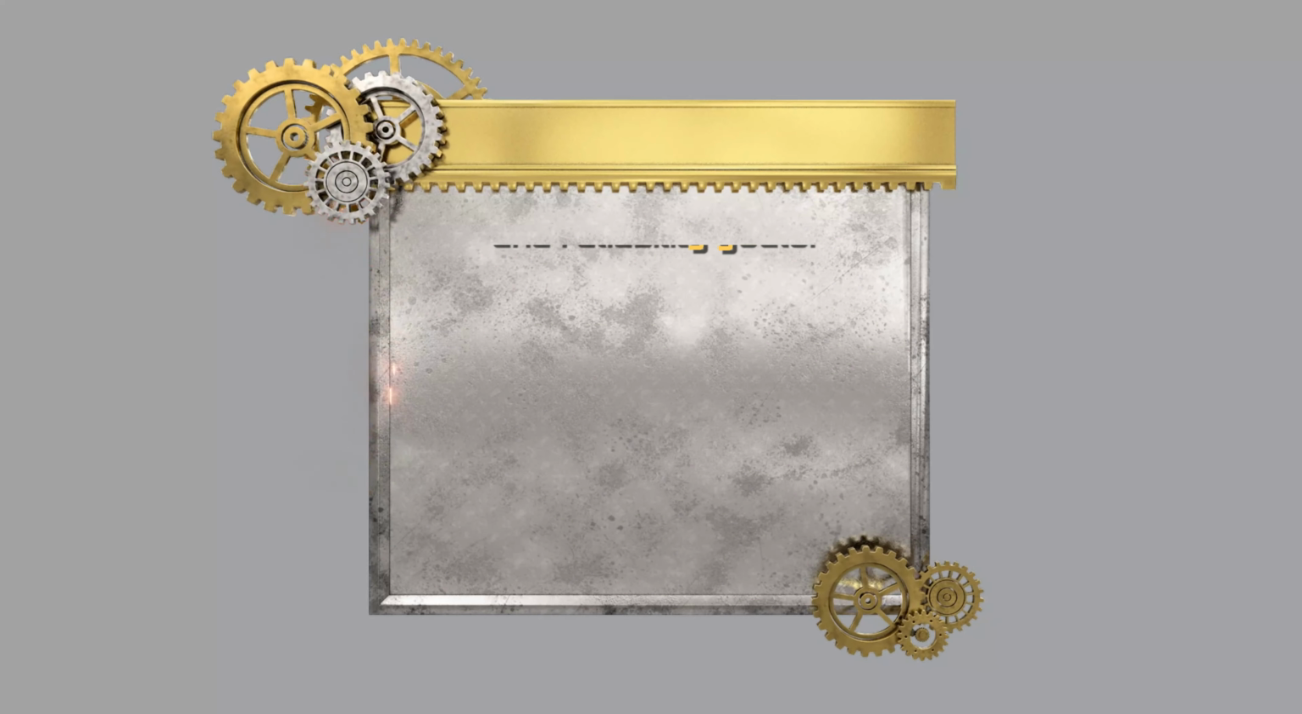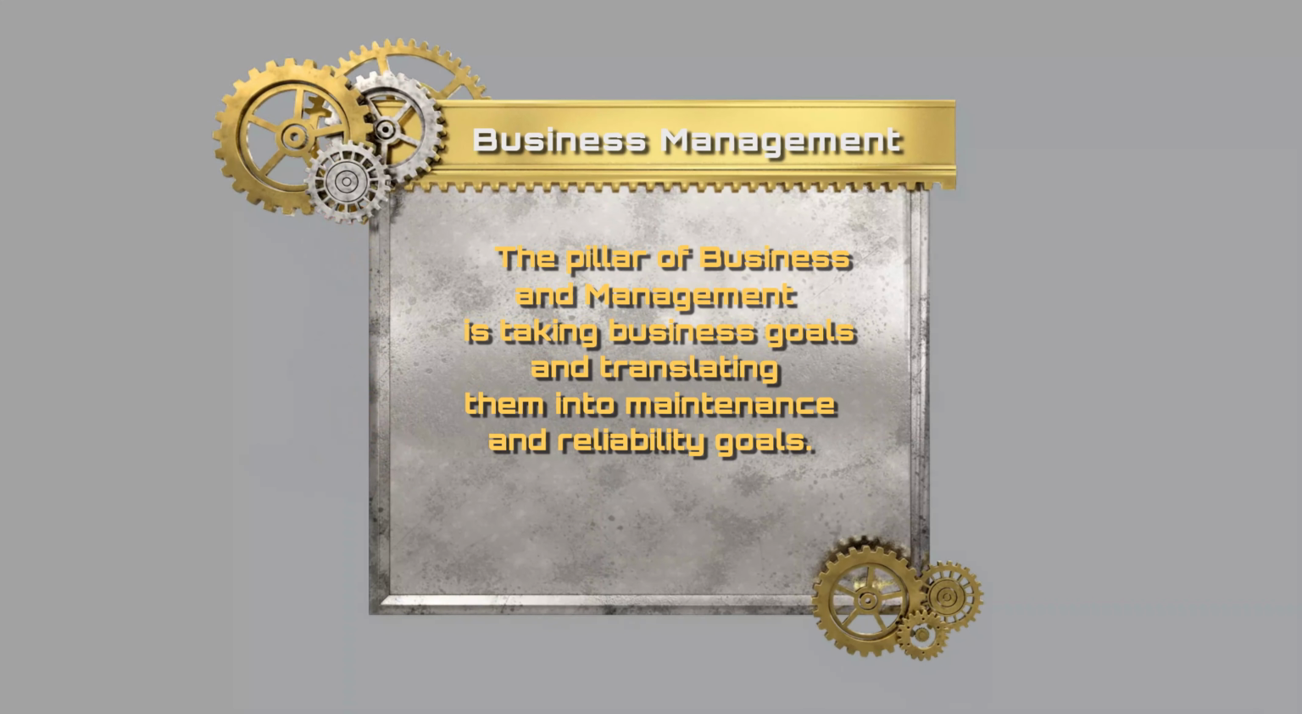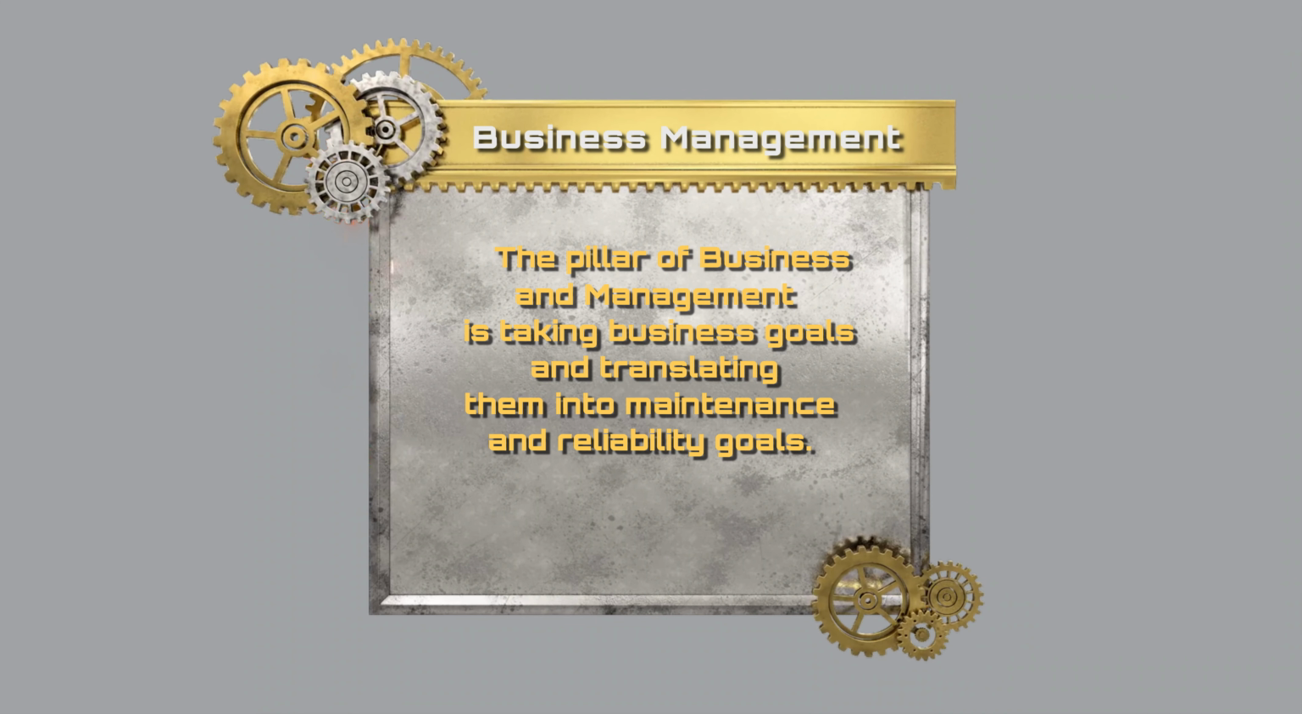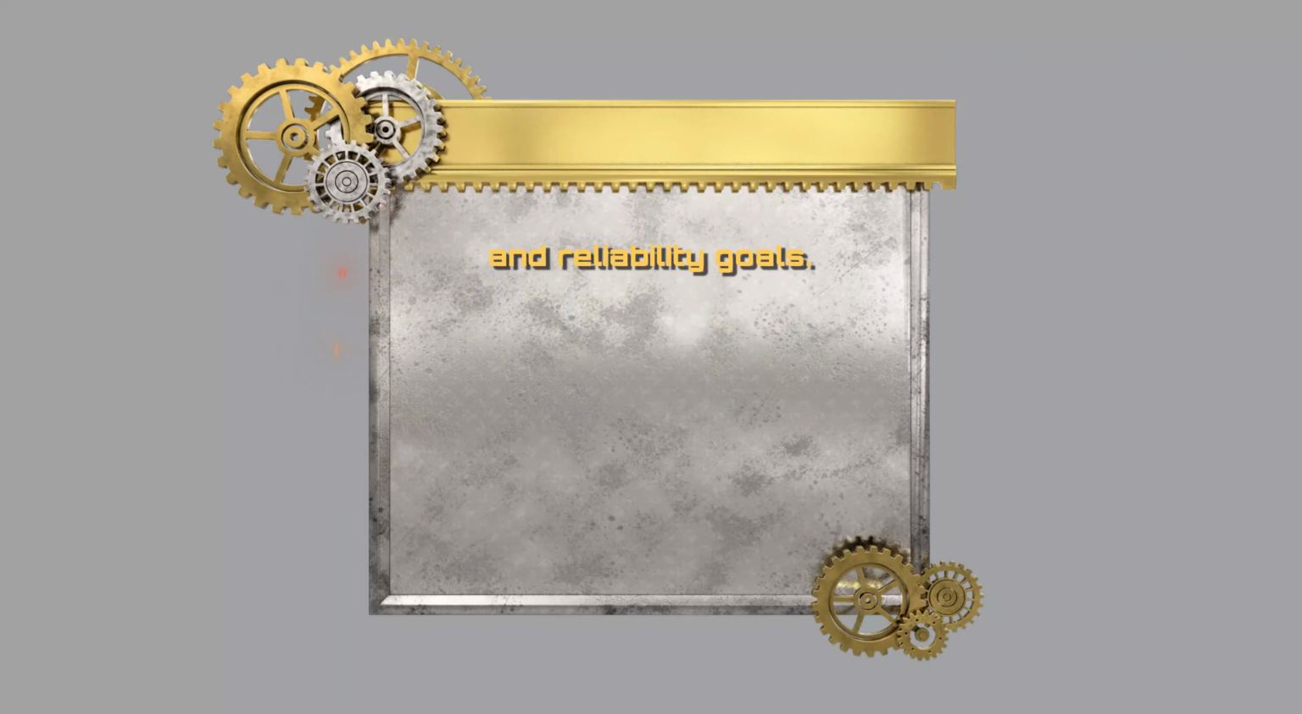The first pillar is business and management. The pillar of business and management is taking business goals and translating them into maintenance and reliability goals. Understanding why the organizations have a business vision, mission, and strategy, and how maintenance and reliability support each other. Knowing what the maintenance and reliability key performance indicators are and determining between the leading and lagging indicators. What is change management, and the difference between management and leadership?